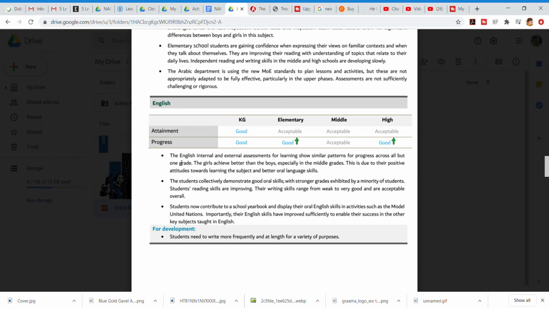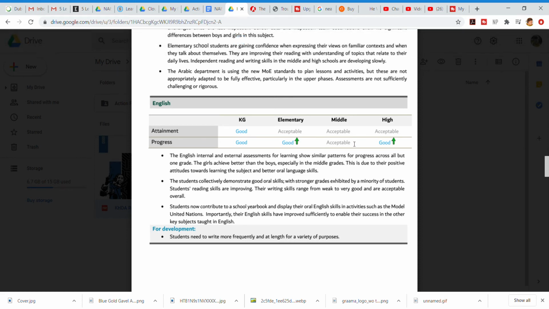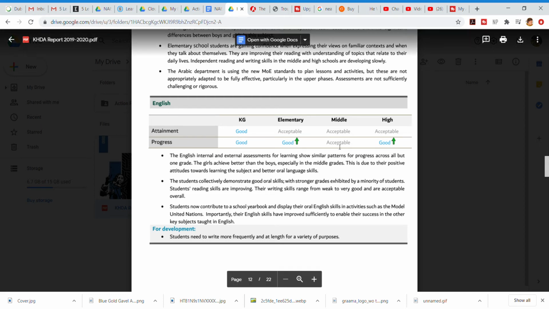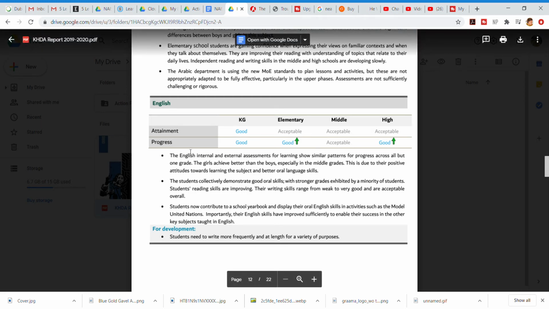Listen here. It says the English internal and external assessments for learning show similar patterns of progress across all but one grade. That keyword, progress, is something we need to focus on, because there's a difference between progress and attainment. When they allude to progress across all but one grade, they're talking about the progress of middle school. While that is a celebration for KG, elementary, and high, one of your action plan points should be middle school.